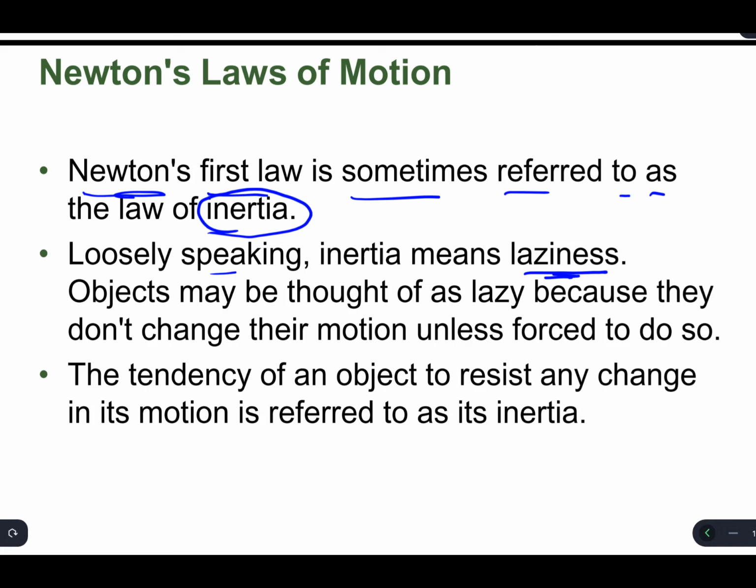Objects may be thought of as lazy because they do not change their motion unless forced to do so. So, if you want to move an object, you need a force. Or if you want to change the movement of an object, you need a force. If you want to speed up an object, you need a force. If you want to slow an object, you need a force. If you want to change the direction of an object, you need a force.